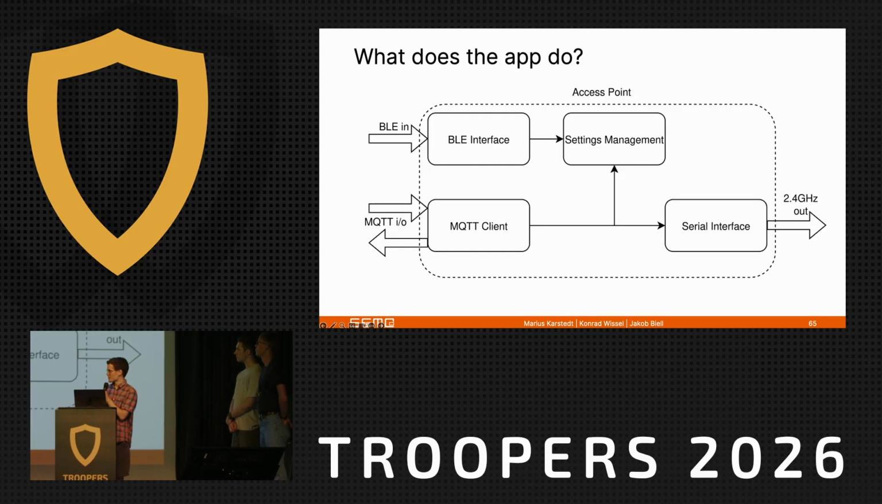So we came up with this beautiful diagram. On the top, you see the BLE interface, which is used for setup stuff in the beginning. Then we have an MQTT client, also being able to do setup stuff and also pushing out commands to the serial interface, which is then used to write on the ESL tags.